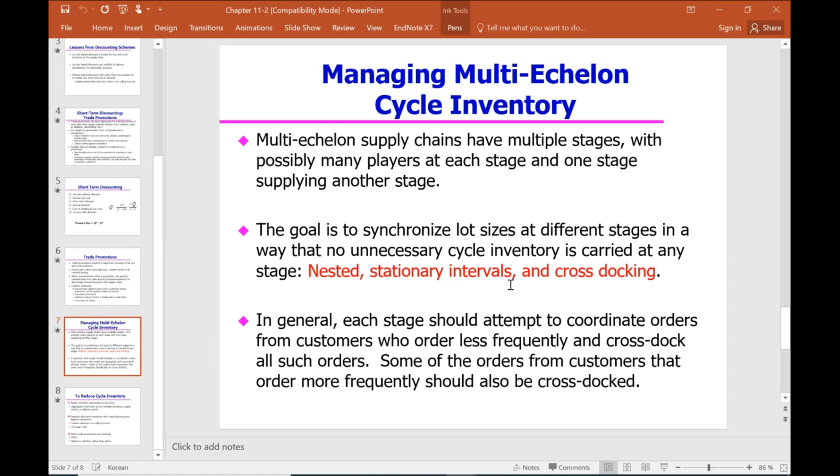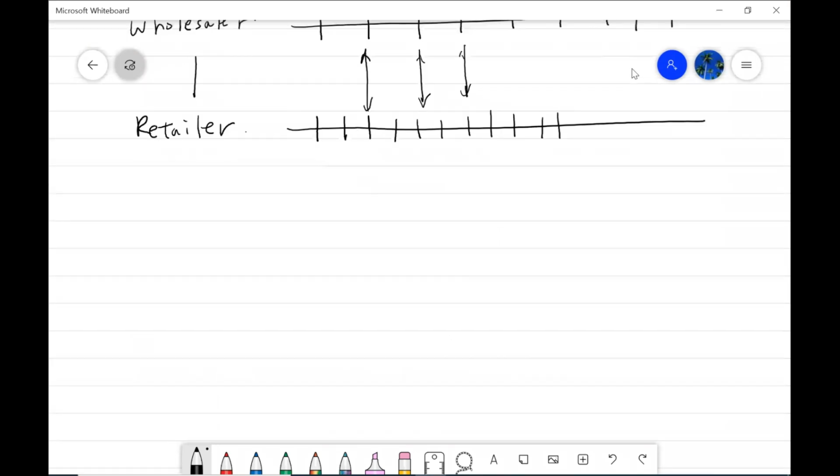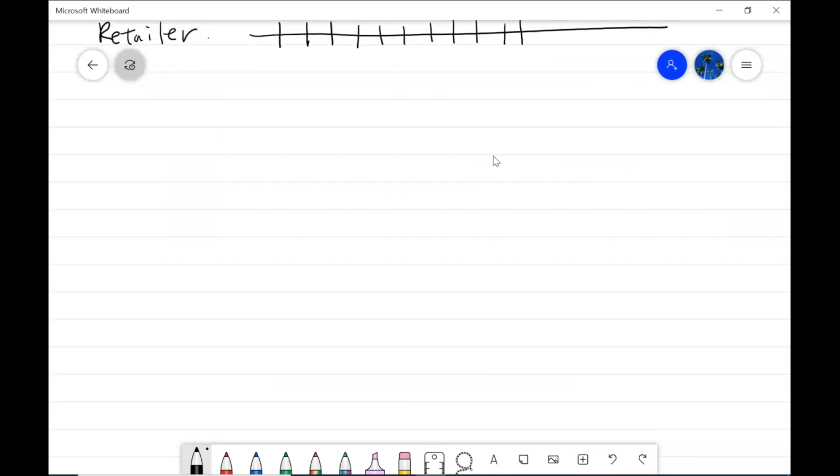Another idea to reduce the cycle inventory in the entire supply chain system is a so-called cross-docking system. So what is a cross-docking system? It was first introduced by Walmart. Under this system, there is one place called the cross-dock.